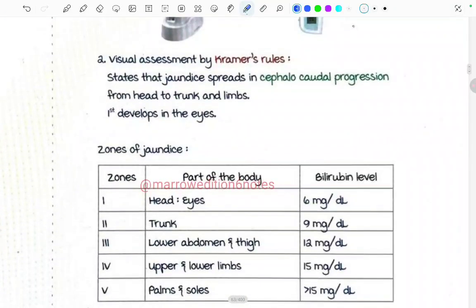The second one is visual assessment by Kramer's rule. Let's see what Kramer's rule is. It states that jaundice spreads in a cephalocaudal progression from the head to the trunk and then to the limbs, and it first develops in the eyes.